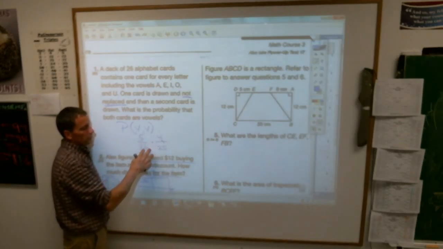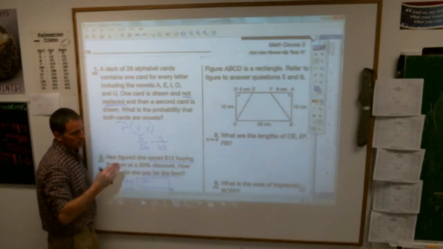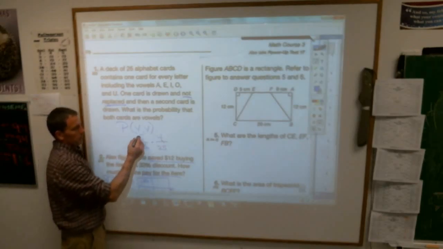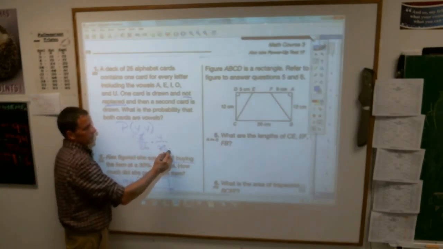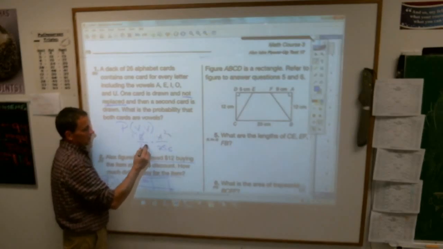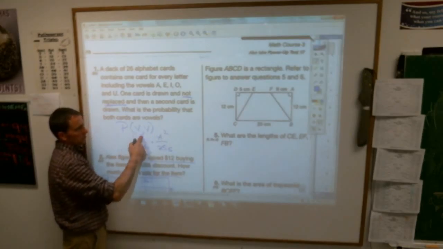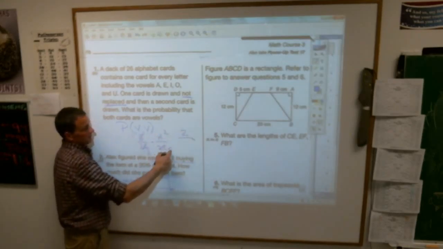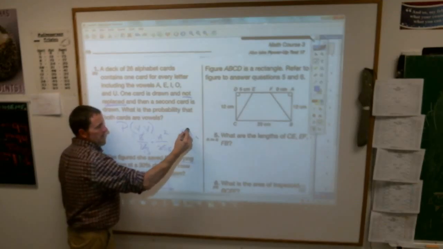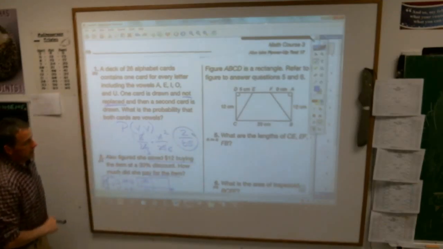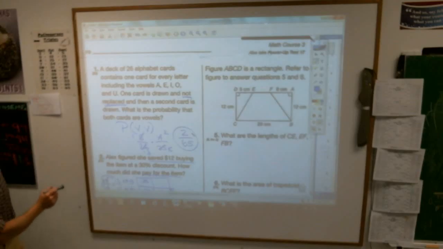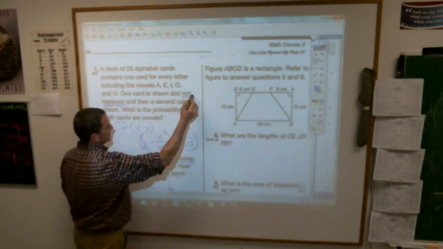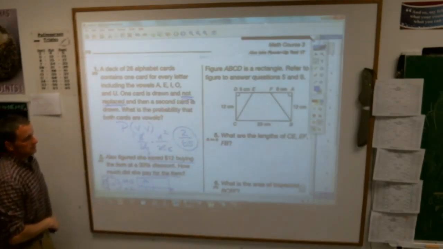Your probability of both of those happening is what you get when you multiply those. I would do some cross-canceling first. 5 goes into 5 once, into 25 5 times. Cut these both in half. And that's where 2 times 1 is 2. 13 times 5 is 65. We have a 2 over 65 chance. And again, the key there was the card was not replaced.